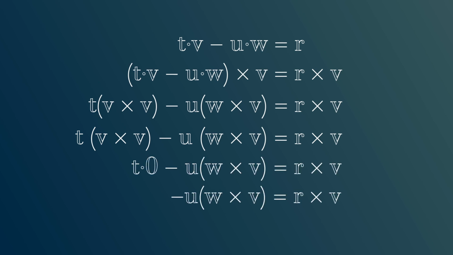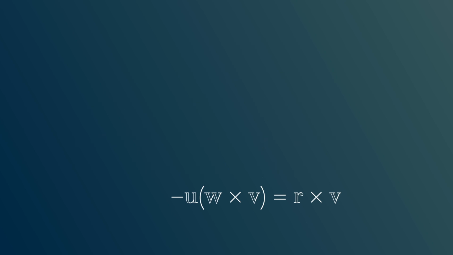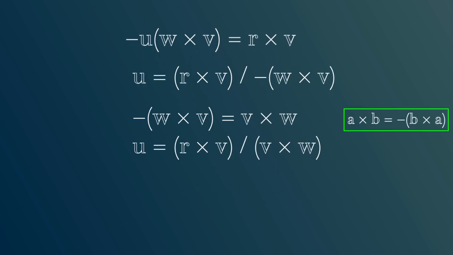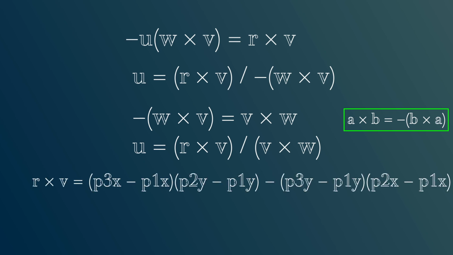Since a vector crossed with itself is always 0, V cross V equals 0. So we get this. Now step 3, solve for U. Here we just rearrange it. Use the anti-commutativity property. We get this final simplified formula. As you can see, the denominator is the same as the one we used for T, but the numerator is different. Now let's expand the numerator. And that's it. Same pattern as before.